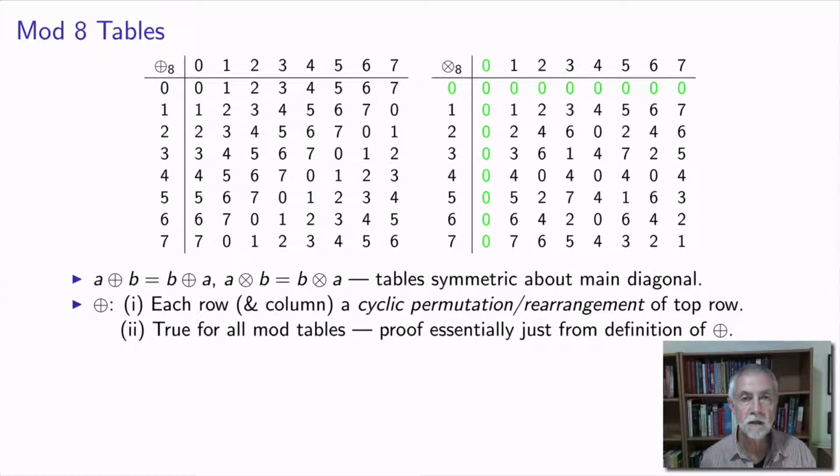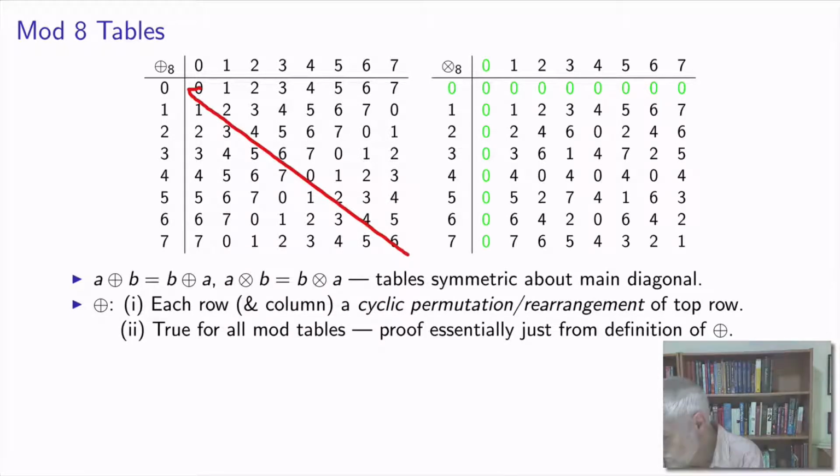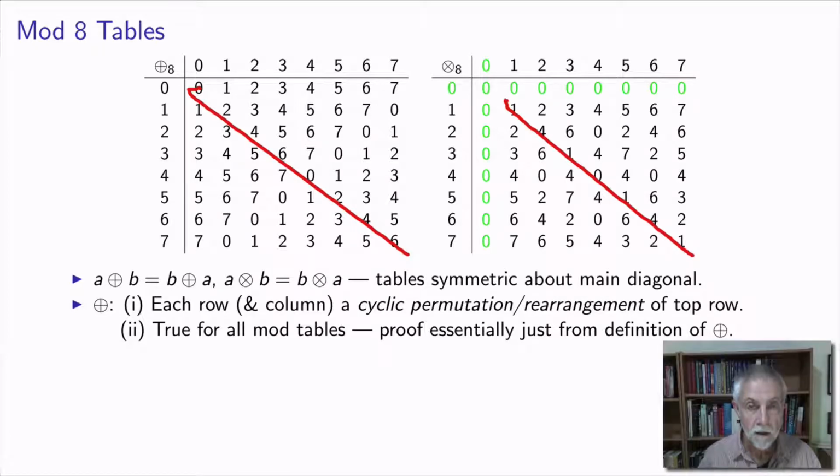Now let's look at the mod 8 tables. As with the mod 7, both the addition and multiplication tables are symmetric about the main diagonal. Moreover, for addition, each row is a cyclic permutation of the top row.